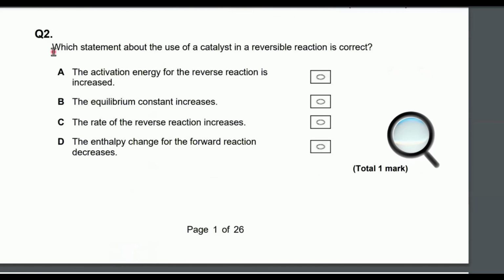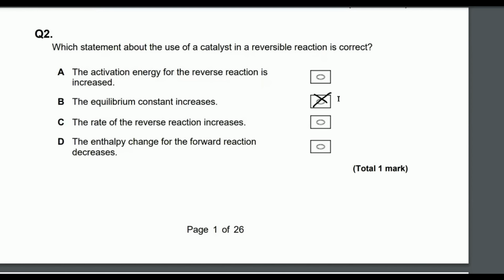Okay, zooming in for a closer look. Question 2. Which statement about the use of a catalyst in a reversible reaction is correct? So which of these is true? The activation energy for the reverse reaction is increased. The equilibrium constant increases. The rate of the reverse reaction increases. The enthalpy change for the forward reaction decreases.